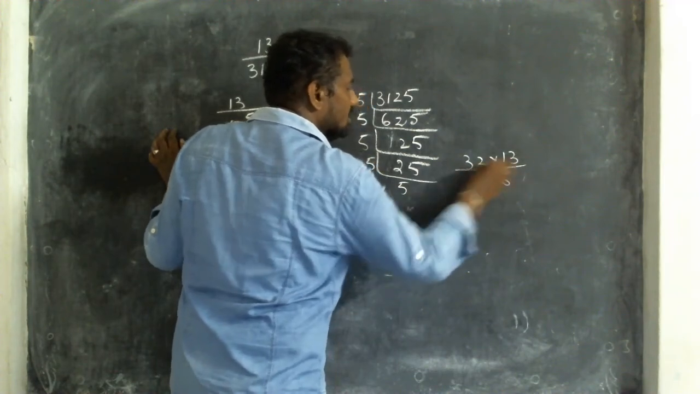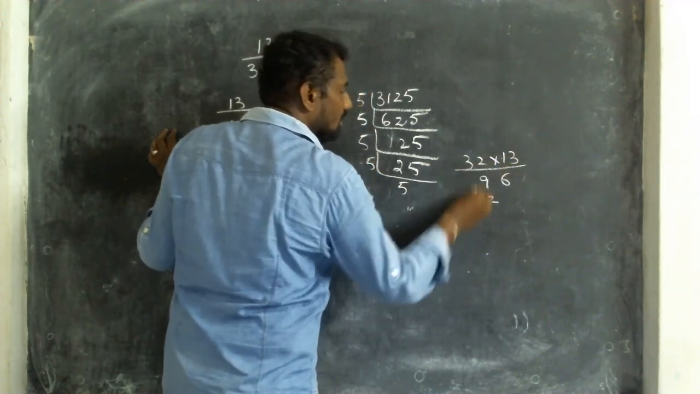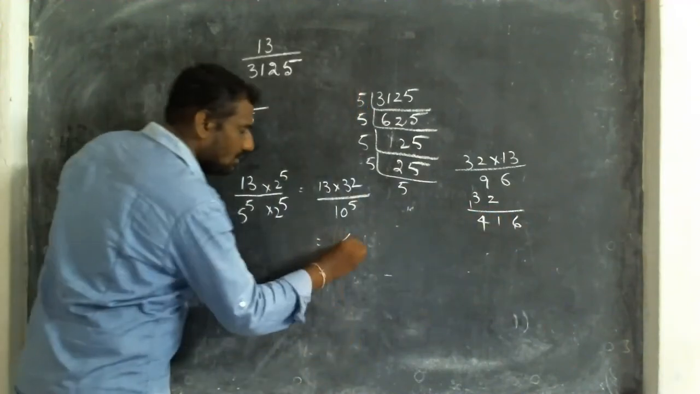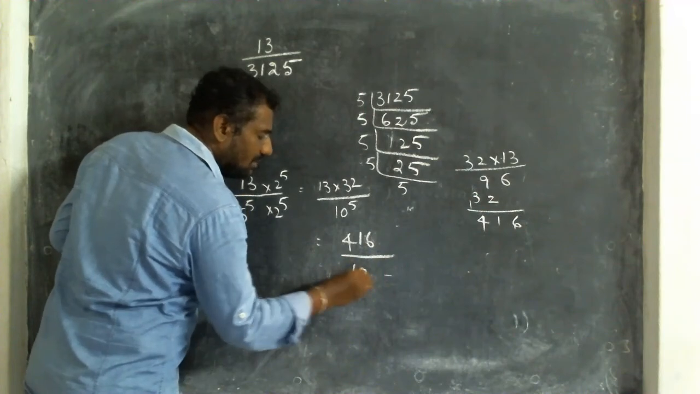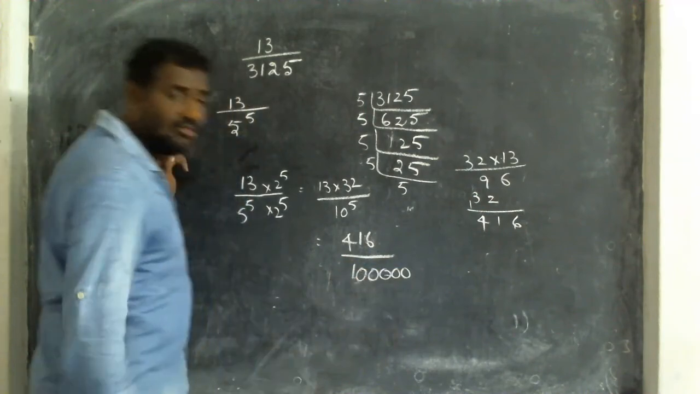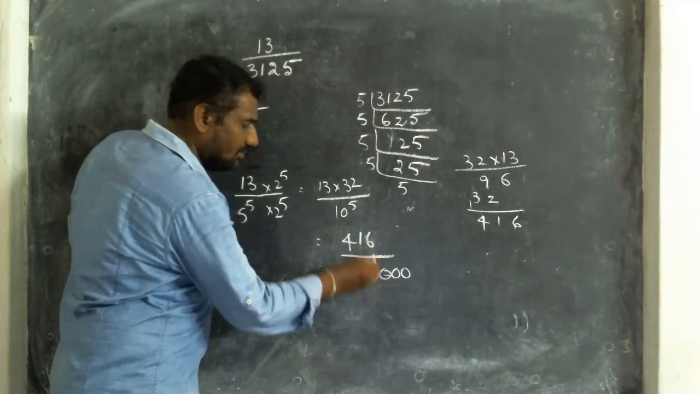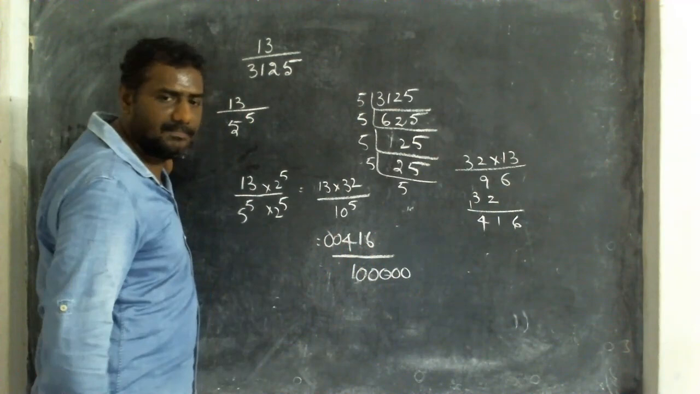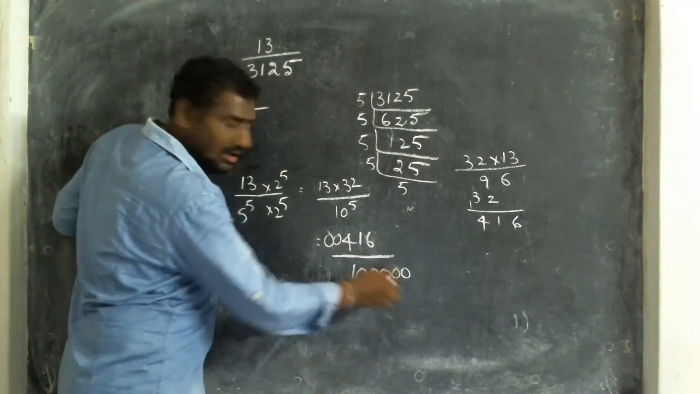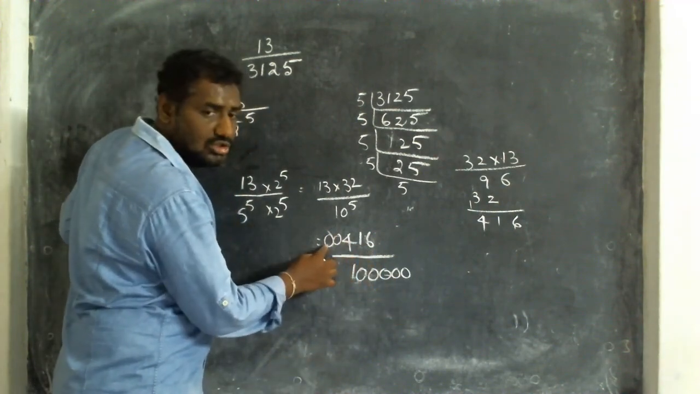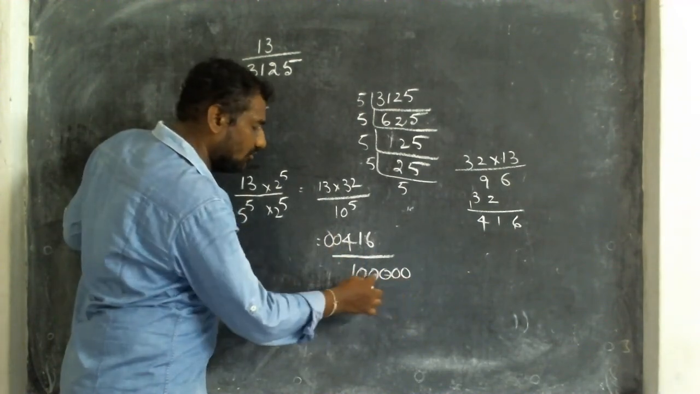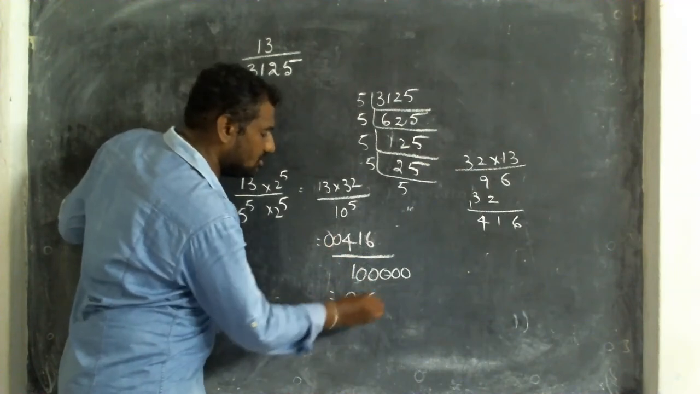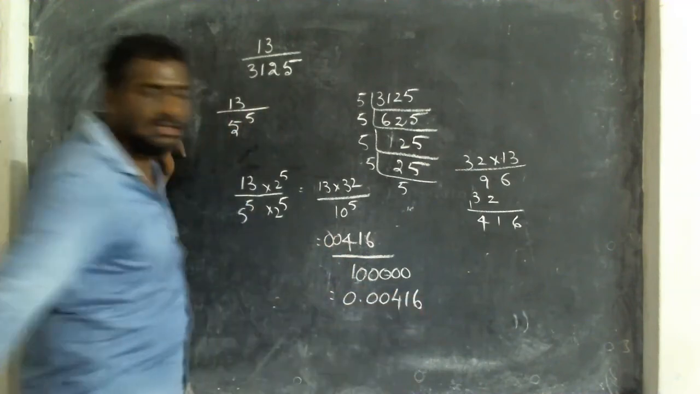3 twos are 6. 3 threes are 9. 1 twos are 2. 3 ones are 3. 416. 416 by 10 power 5 means 5 zeros will be there. How many zeros? 5 zeros. But in the numerator only 3 numbers are there. We want 5 numbers, so before the value you put 2 more zeros. Now you count 1, 2, 3, 4, 5. Before that you put the decimal and write 0.00416. This is the problem.